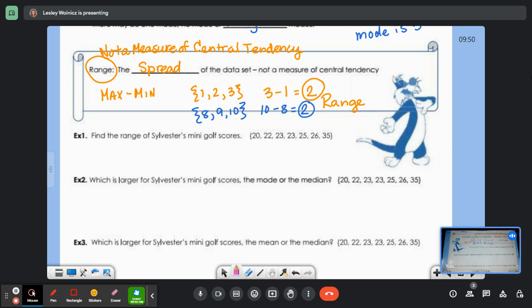So here we have to find the range of Sylvester's mini golf scores. So first we want to make sure that they're put in order. And then we want to take the biggest one, the 35, and subtract away the 20. So this is just the max minus the min. The maximum being the biggest, the minimum being the smallest. So, whoa, 35 minus 20, I'm getting 15. I don't know why I used my calculator for that. I probably could have figured that out. This is our range.